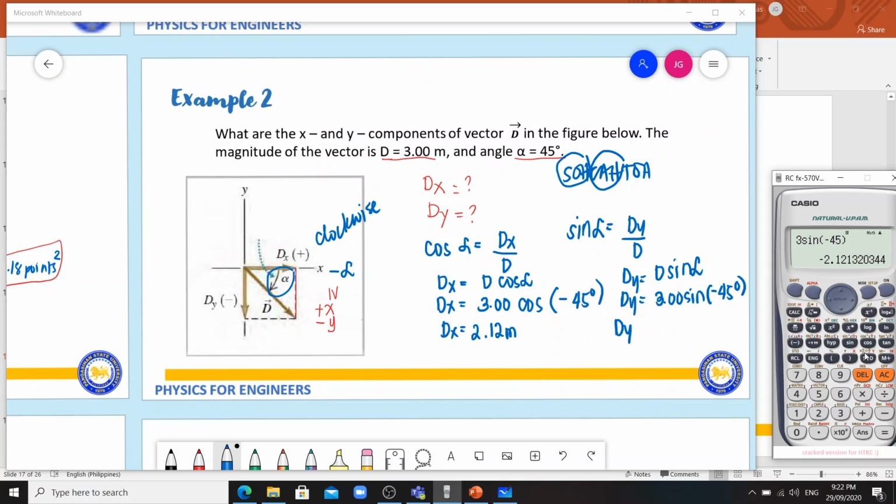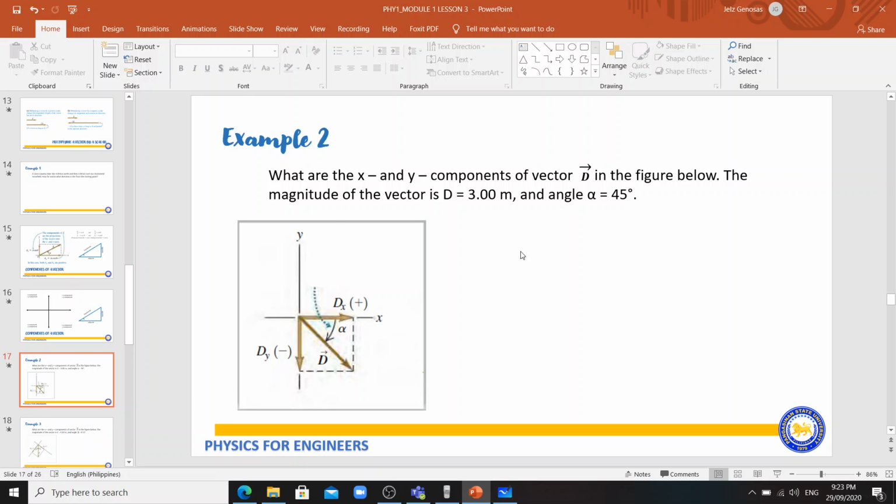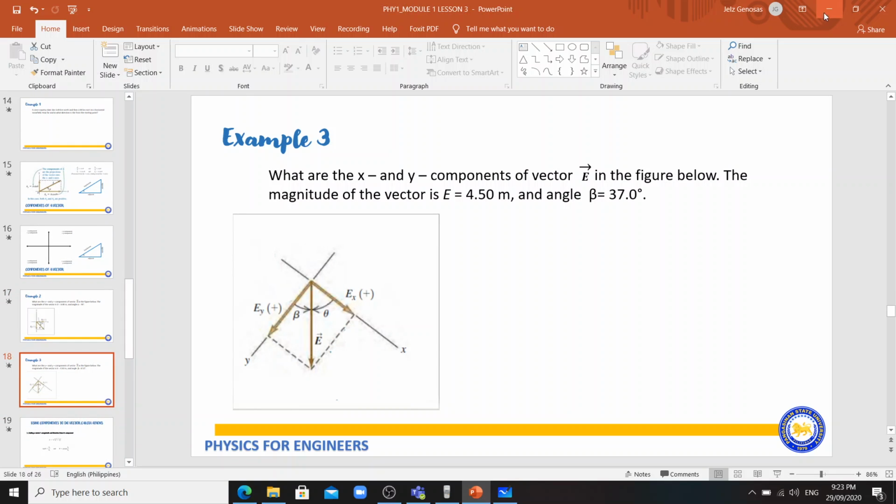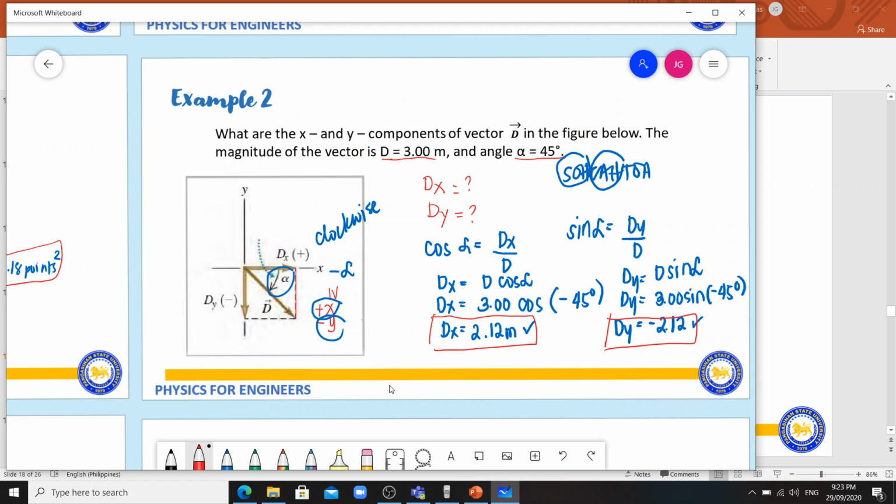Yan. Negative 2.12. So kung mapapansin nyo, di ba kanina, tinake note natin, dapat ang dx niya ay positive at ang y niya ay negative. So, tama naman ang lumabas. Okay. So, yun na. Meron na tayong final answer. Meron na tayong x component at saka meron na tayong y component. Okay? So, ganun lang. Next, example 3. Okay, balik tayo sa whiteboard.